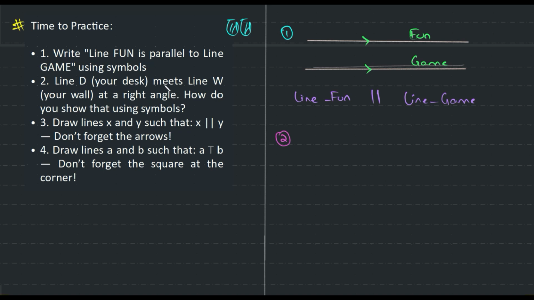Line D, say a desk, meets line W, a wall. So we generally keep the desk against the wall, right? How do you show that using symbols? Right, so we have line D making an angle of 90 degrees with the wall, line W.